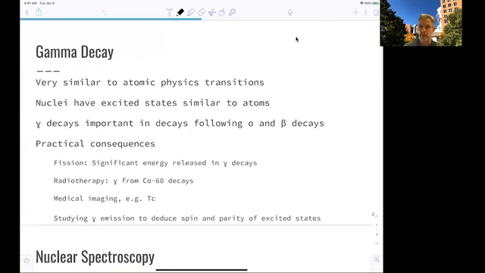And in general, you can use the emission of those photons to reduce the spin and the parity of excited states. If you go back very early to this lecture, we discussed the Wu experiment, and also there we used gamma rays in order to reduce the spin and the parity of the states involved.